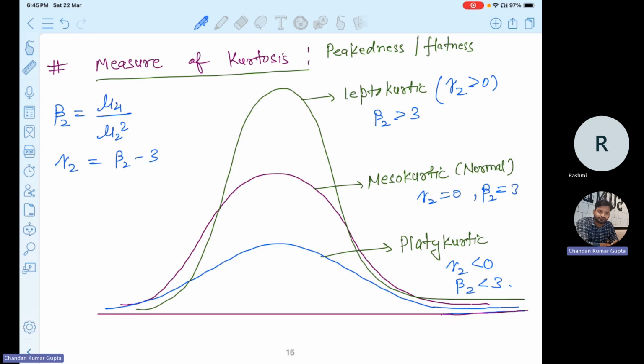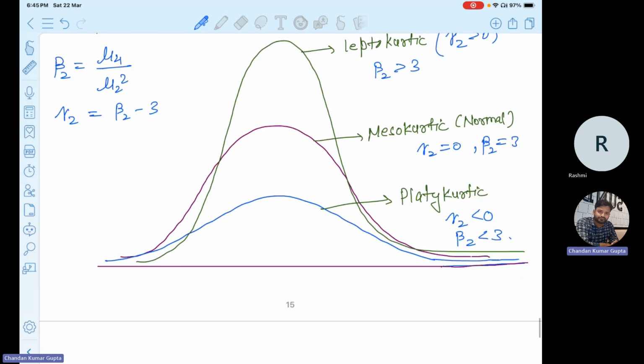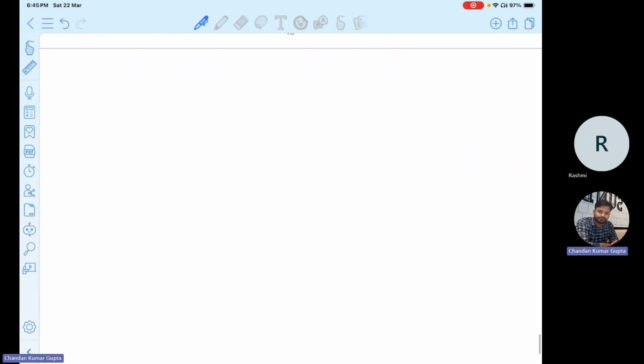Where the data is centrally tended, how much dispersion there is in the data set, what asymmetry is present, and how peakedness or flatness is present in the data set. These are the four topics we need to know for a data set. Okay, so this is how we will discuss descriptive statistics.